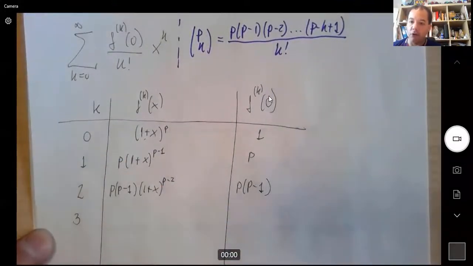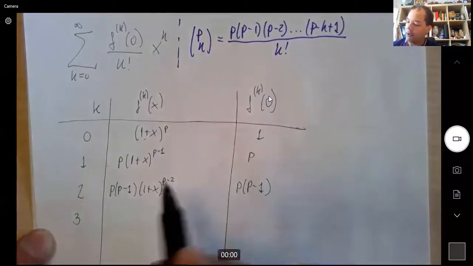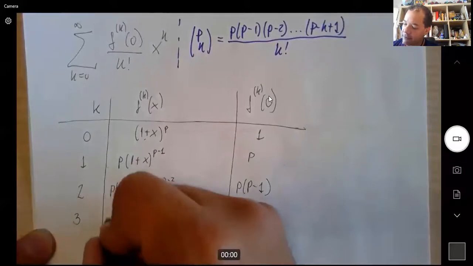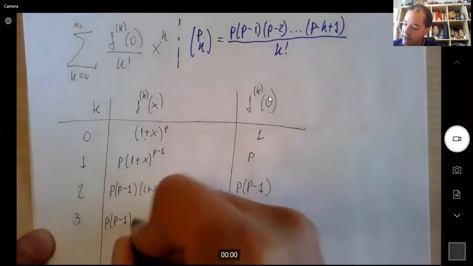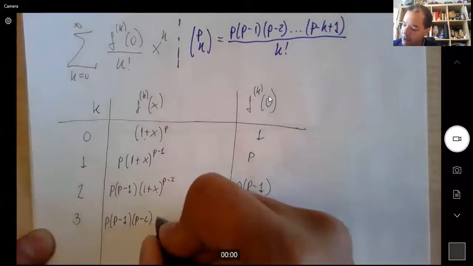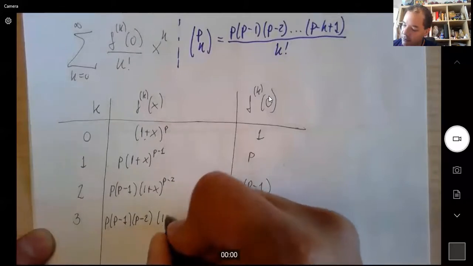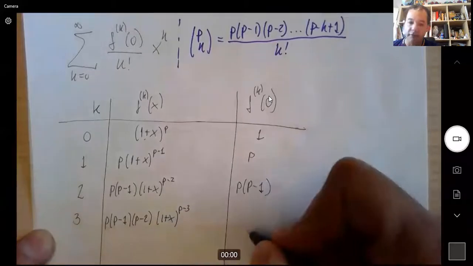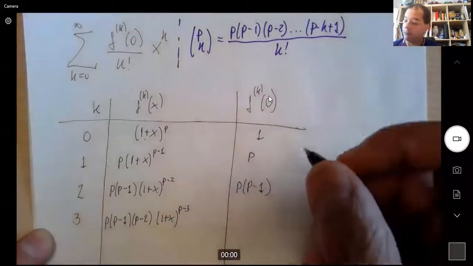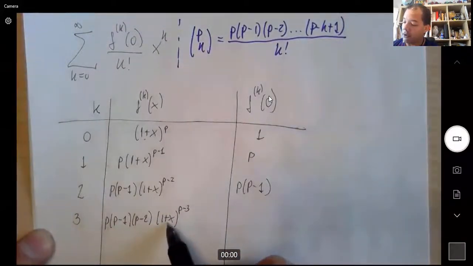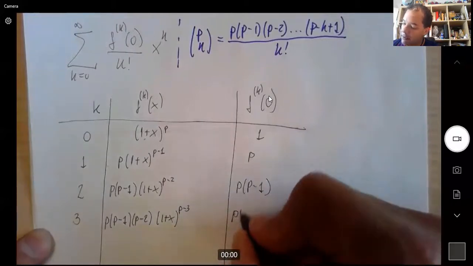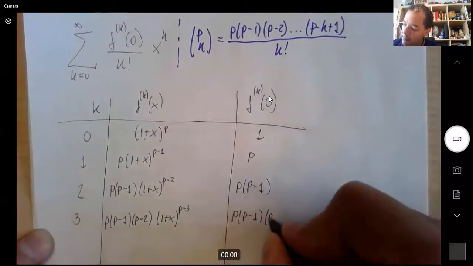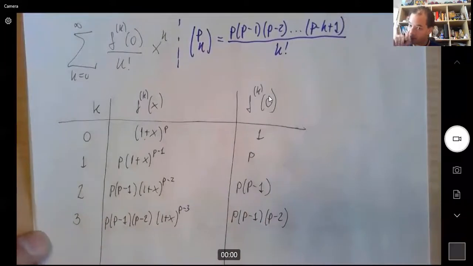Do we see a pattern now? Let's keep going. Let's do one more, maybe two more. So next derivative, the p - 2 comes down and multiplies these guys. So it's p(p - 1)(p - 2) times (1 + x) to the p - 3, times the derivative of 1 + x, which is 1, right? So no problem. And then when we plug in 0, we get p(p - 1)(p - 2), right?